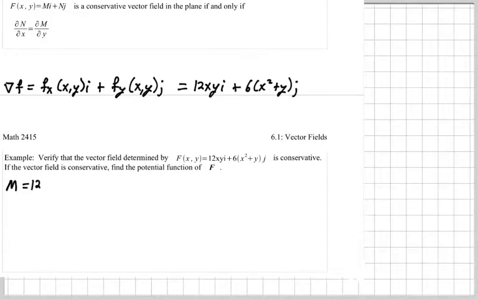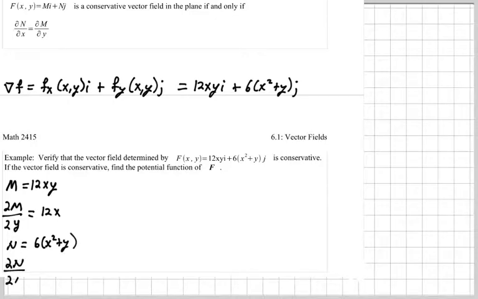Okay, so our function M is going to be the i portion of our vector field. So that's going to be 12xy. The partial of M with respect to y is going to be 12x. The N function is going to be the 6 times (x squared plus y). The partial of N with respect to x is going to be equal to 12x. So those match, and so this means that our vector field is a conservative vector field, which means the previous theorem says that we have a potential function.